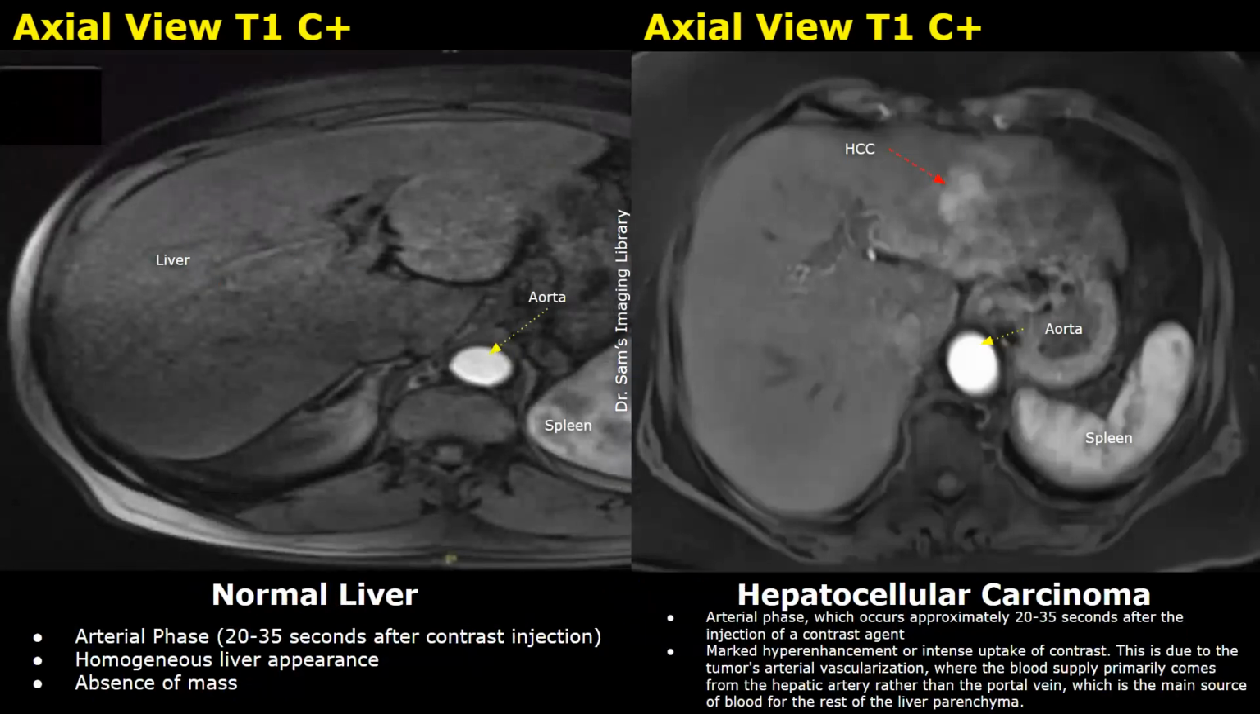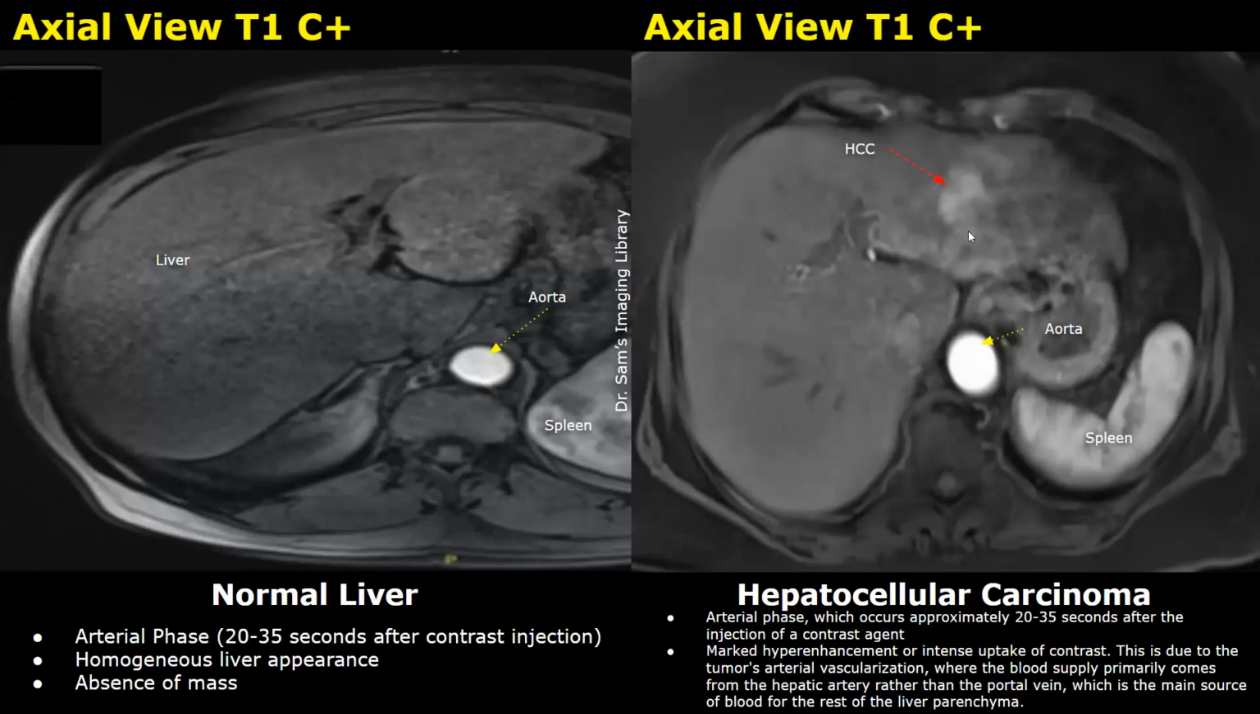These are contrast-enhanced T1 weighted images of the abdomen showing the liver. The image on the left is a normal liver, and the image on the right is a liver with hepatocellular carcinoma. These images are in arterial phase, which is 20 to 35 seconds after contrast injection. The normal liver will have a homogeneous appearance without much enhancement, and there will be no focal mass within the liver. Hepatocellular carcinoma will enhance during the arterial phase.